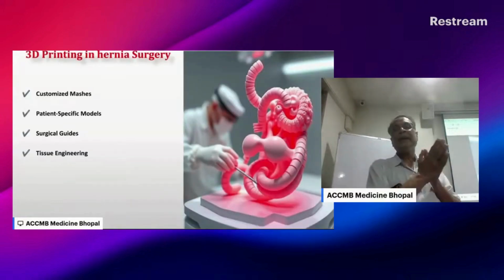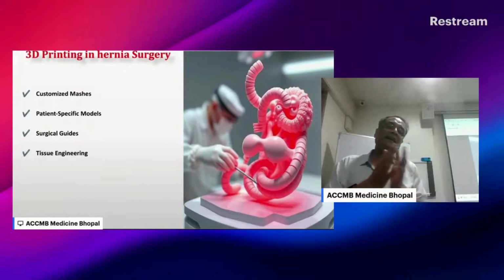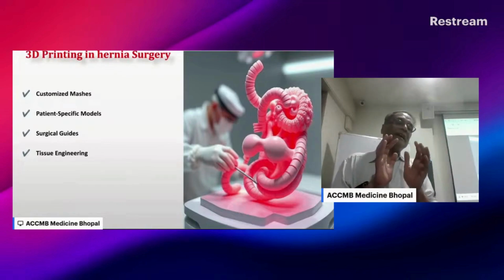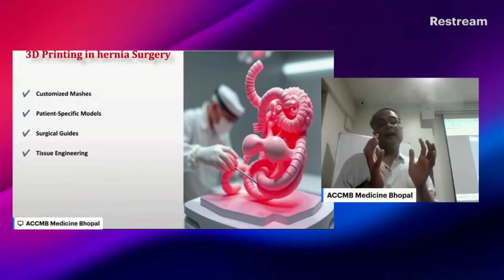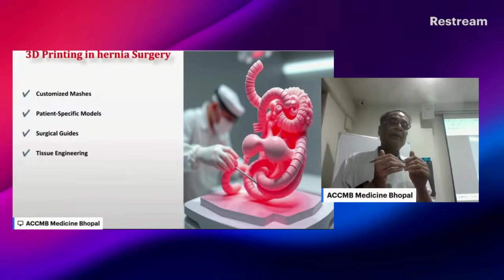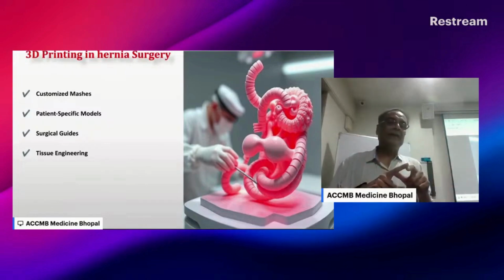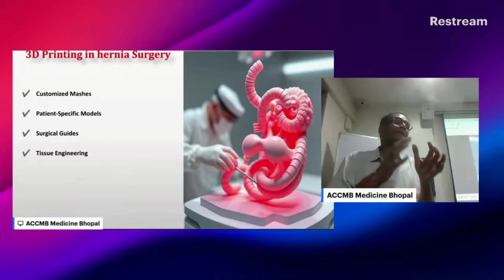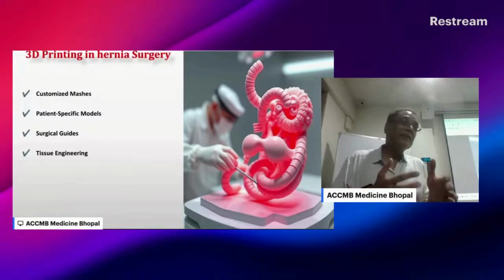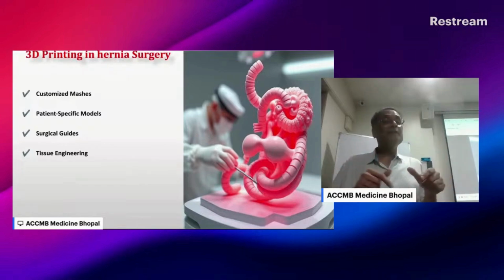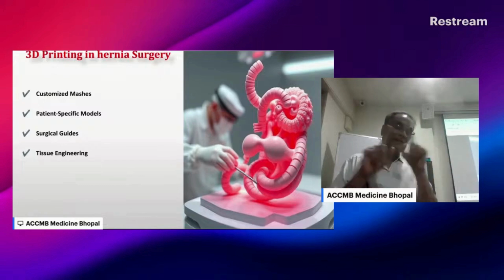In 3D printing hernia surgery, it is going to change the entire concept of hernia mesh repair, because at present we get the hernia mesh in a preformed structure, and we have to cut it down. But 3D print technology will assess the patient's demand, the size of the defect, and how much length of mesh will be required, and this will give the exact size of the mesh to cover the hernia defect.